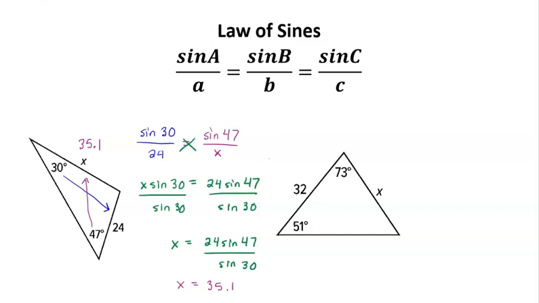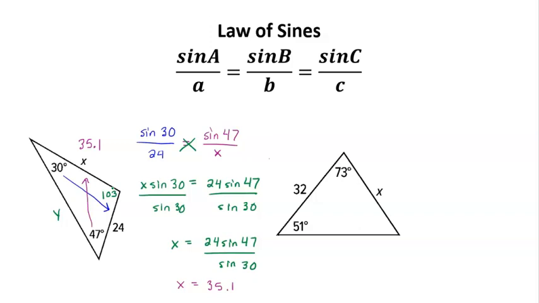And now that we found out what x was, we could go ahead and figure out this third length as well. So if you wanted to, we know that this is 30 and this is 47, and that would make our angle here 103. And then we could label this as y and figure out what y is by setting up another proportion. And so you can see how the law of sines can help us figure out missing side measures when we can't exactly use something like the Pythagorean theorem because they're not right triangles.